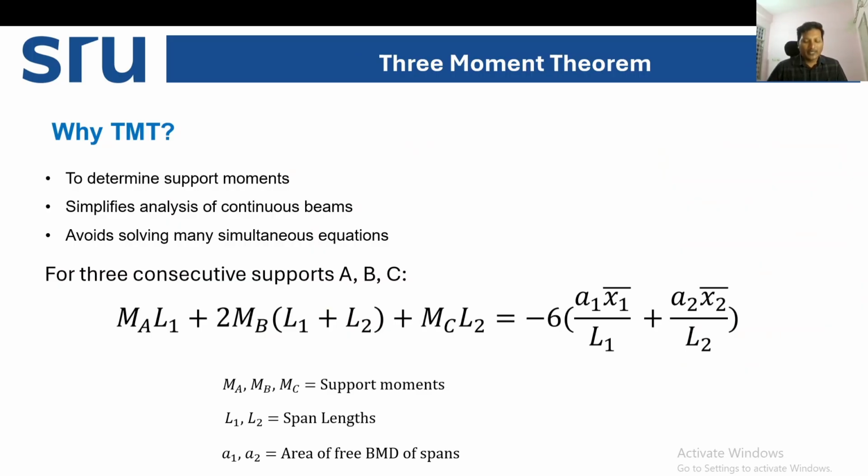Again, why is the three moment theorem required to analyze a continuous beam? To determine the support moments, we can simplify the analysis and avoid many simultaneous equations. This is the basic three moment theorem equation, where MA, MB, and MC are the support moments, L1 and L2 are the span lengths, A1 and A2 are the areas of the free bending moment diagram in the span, and X1 bar and X2 bar are centroid distances from each support.